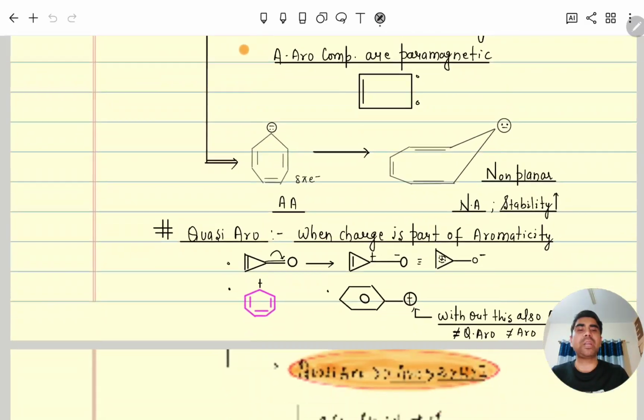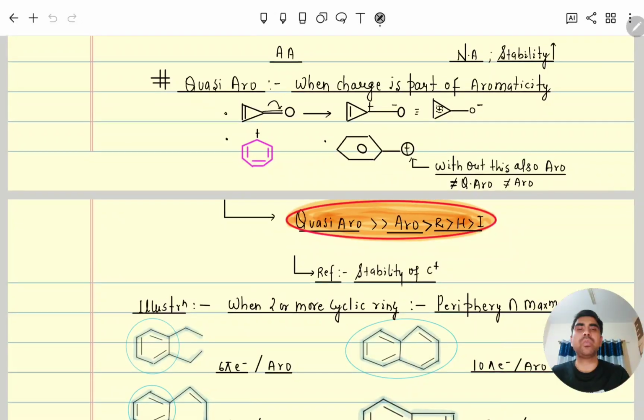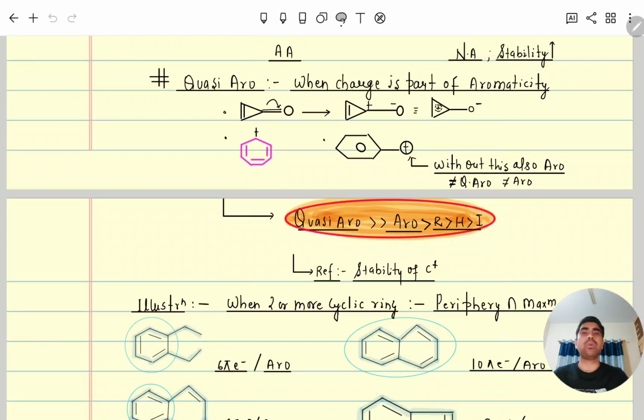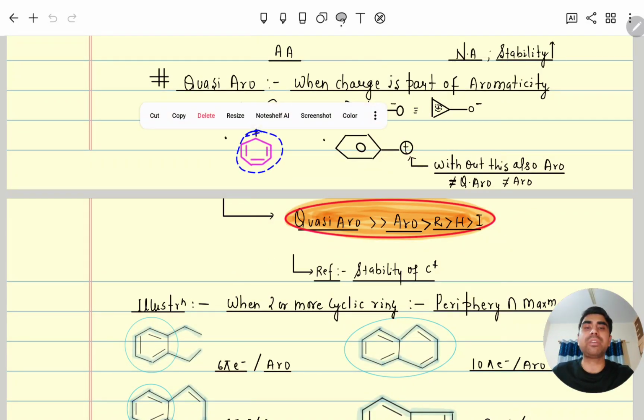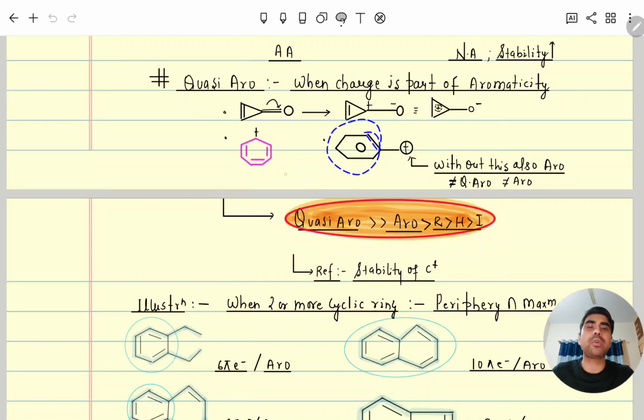Next, coming to quasi-aromatic. Quasi-aromatic means when charge is part of aromaticity. Without that charge you cannot establish its aromaticity. If charge is an essential part of aromaticity, then it is called quasi-aromatic. Here you can see the carbon-oxygen bond will polarize like this, so here positive. This ring has 2 pi electrons, and the positive charge is part of aromaticity. Here also positive is part of aromaticity. Here positive is not part of aromaticity; without it this is also aromatic. So this is not quasi-aromatic, it is aromatic.